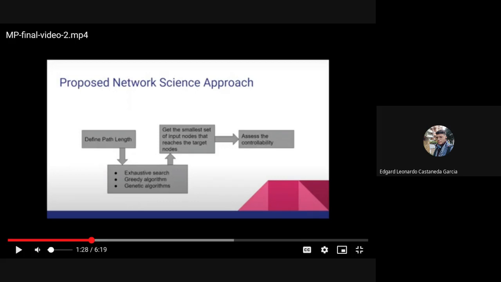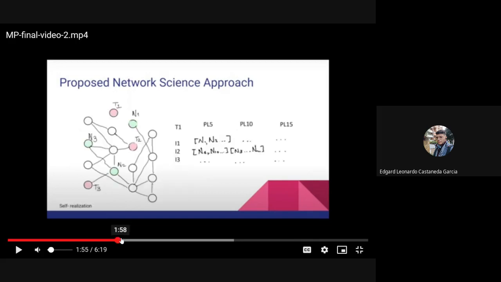The next slide, please. So what's the idea of controllability? You can see, for example, we have targets 1, 2, and 3. Those are genes that are related with some disease. And we find the input nodes N1, N2, and N3. And you can see that in any set possible, we can't control T1, the target node 1.